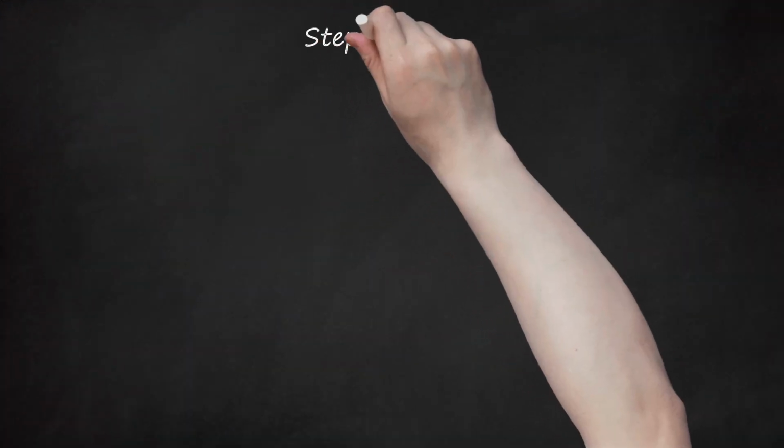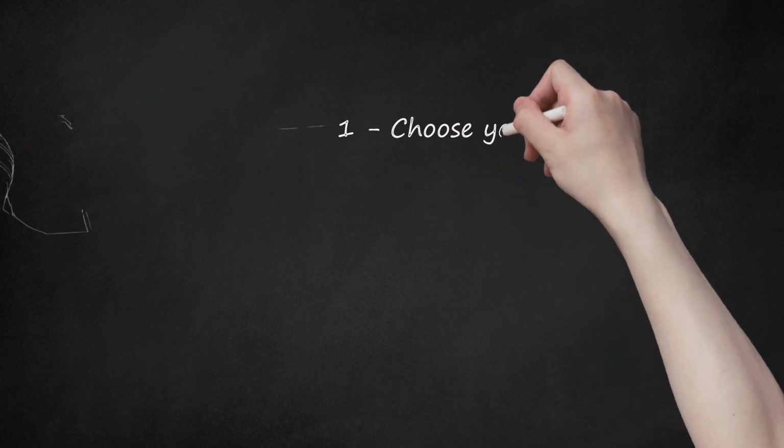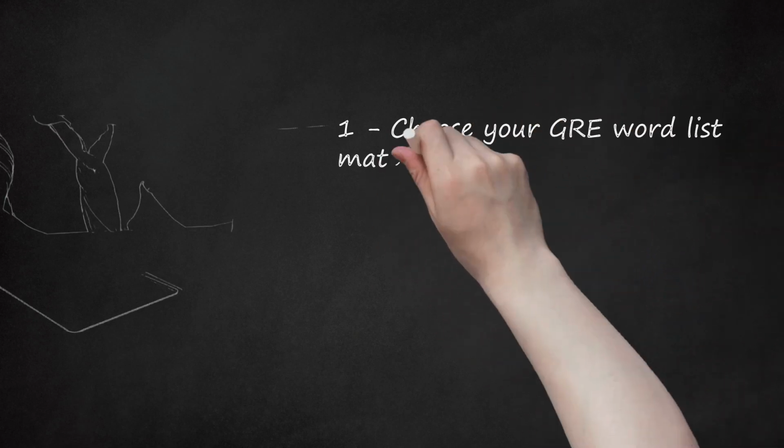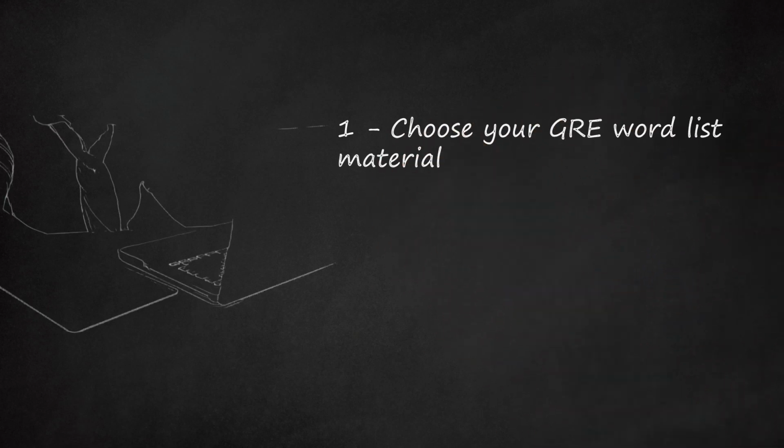Steps. 1. Choose your GRE word list material. A good GRE word list is believed to be made up of 300 to 600 words.